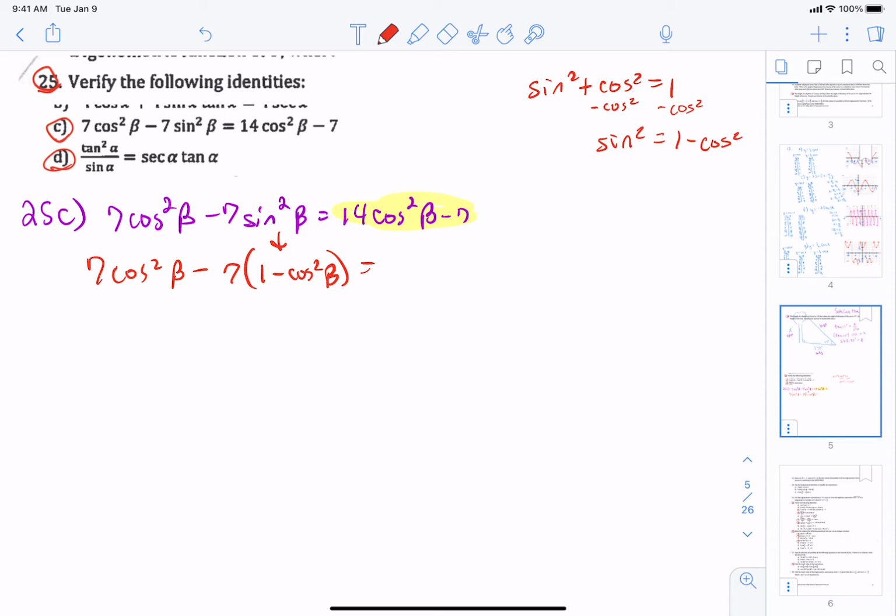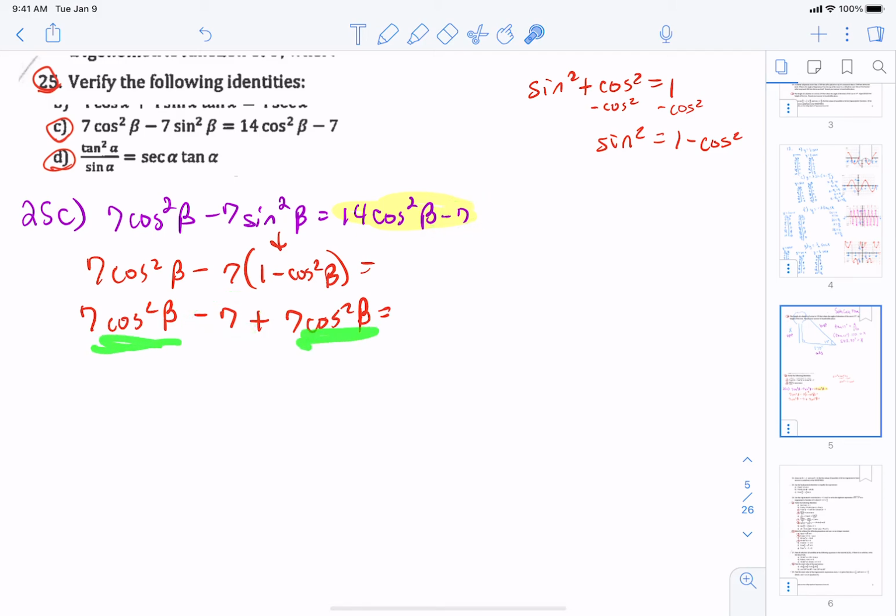Because the one side only has cosines, let's have my side also only have cosines. Now, this -7, you'll notice that I put that in parentheses so that I remind myself, hey, I need to distribute that. So the next thing you would do algebraically is distribution. So we're going to get 7 cosine squared minus 7 plus 7 cosine squared. And if you look back at the original problem, I found the -7 I was looking for.